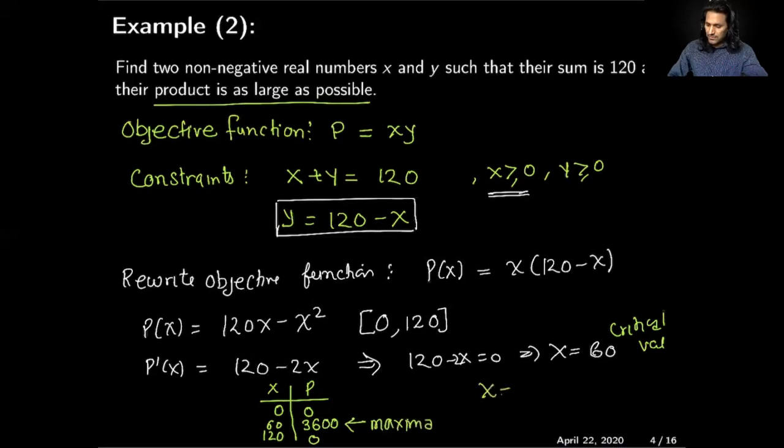So x is equal to 60 is your maximum value. If you plug x is equal to 60 back into this equation, 120 minus x, then y is also 60. So both numbers should be 60 and 60 in order to get the maximum product when their sum is 120. You can see that 60 plus 60 is 120, and their product will be 3600. That's the most you can get.